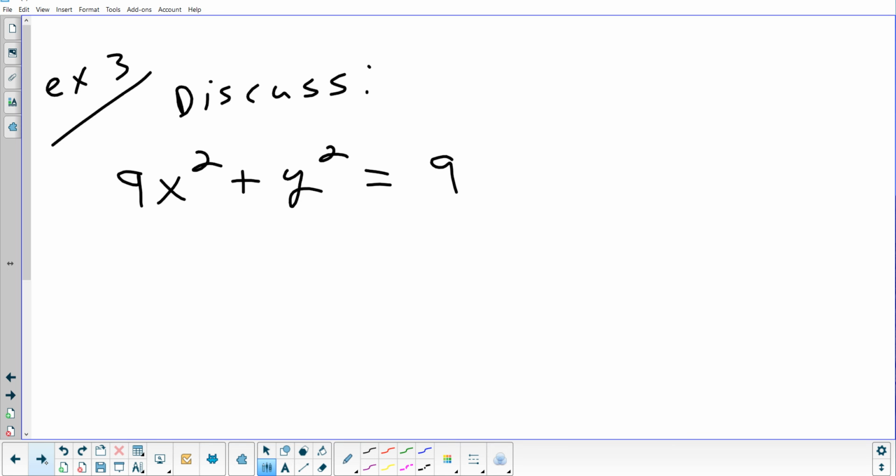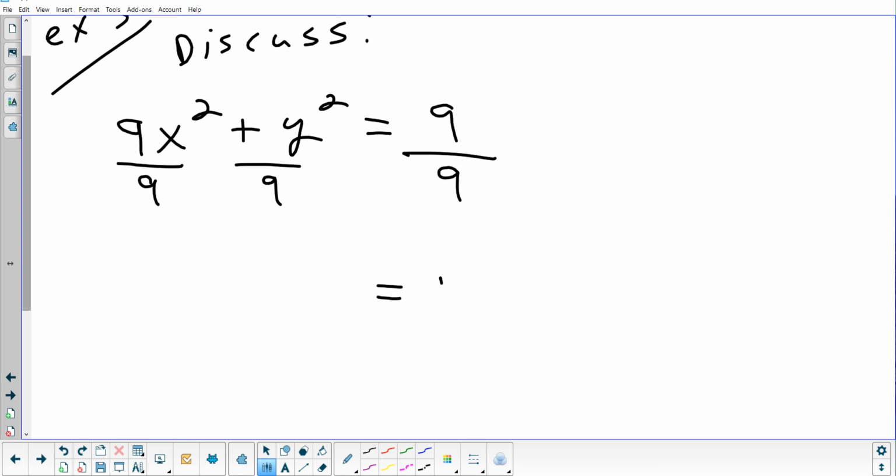What is it supposed to equal? Yeah. It's supposed to equal 1. So what could we divide everything by to make it 1? Yep. 9. Divide everything by 9. Now it equals 1. So that's what we wanted. And we're going to have denominators on the other side.